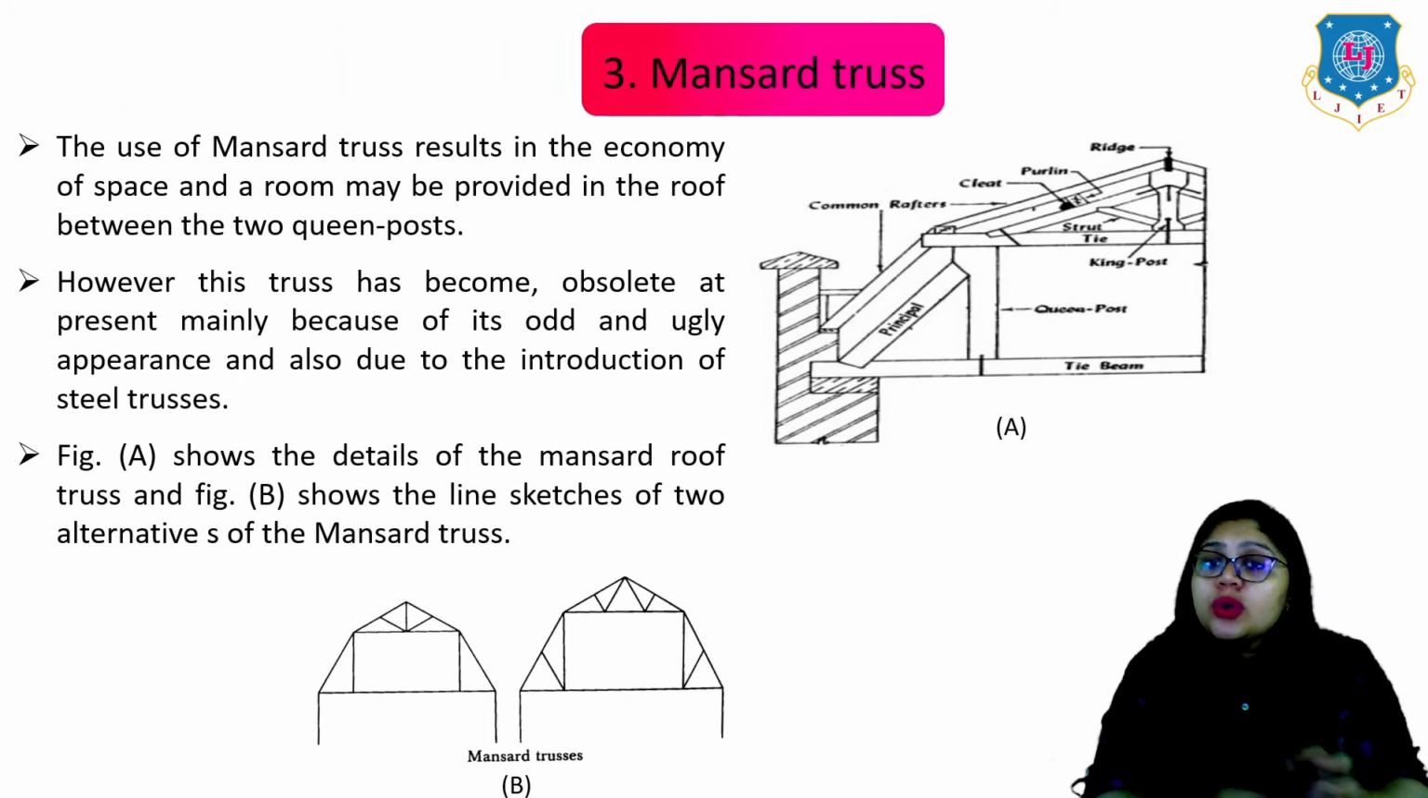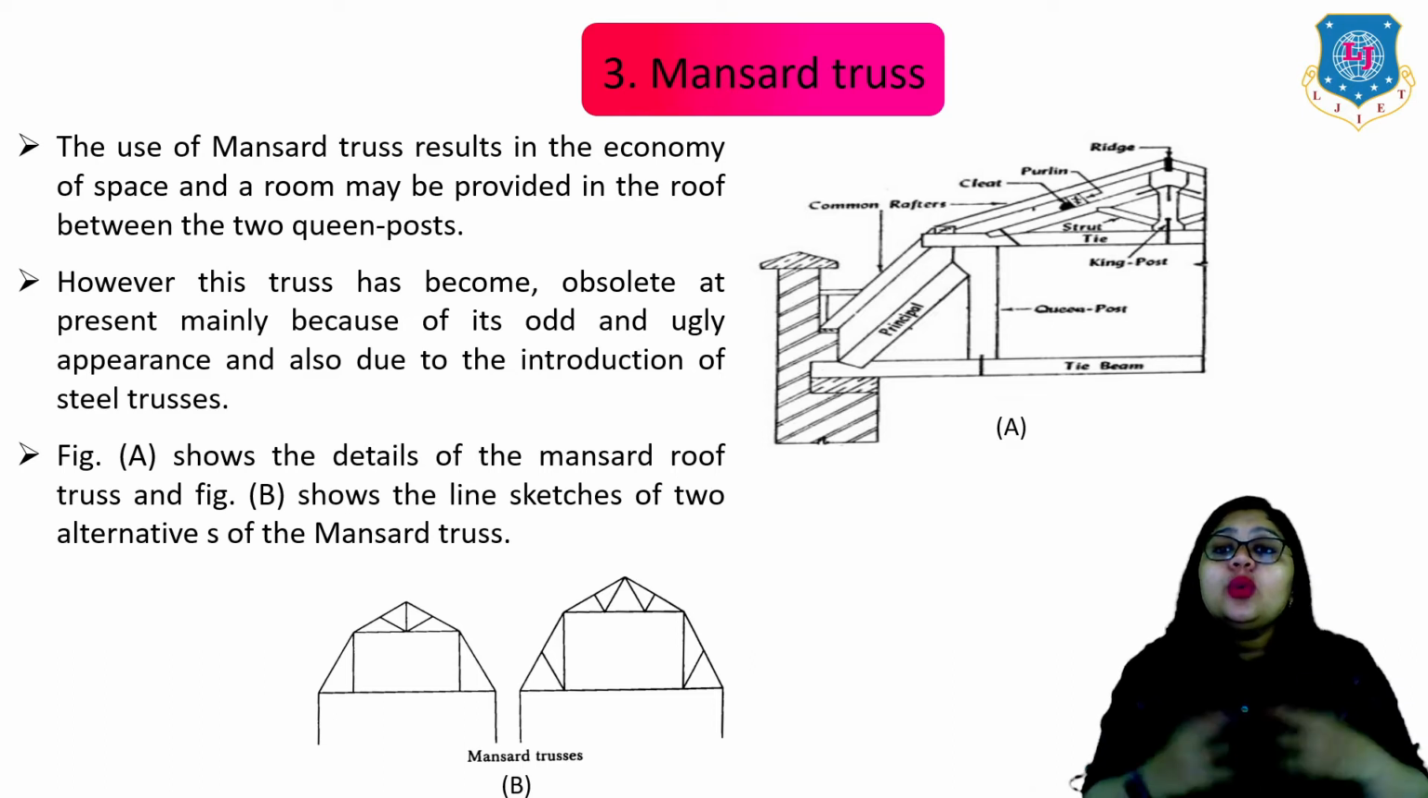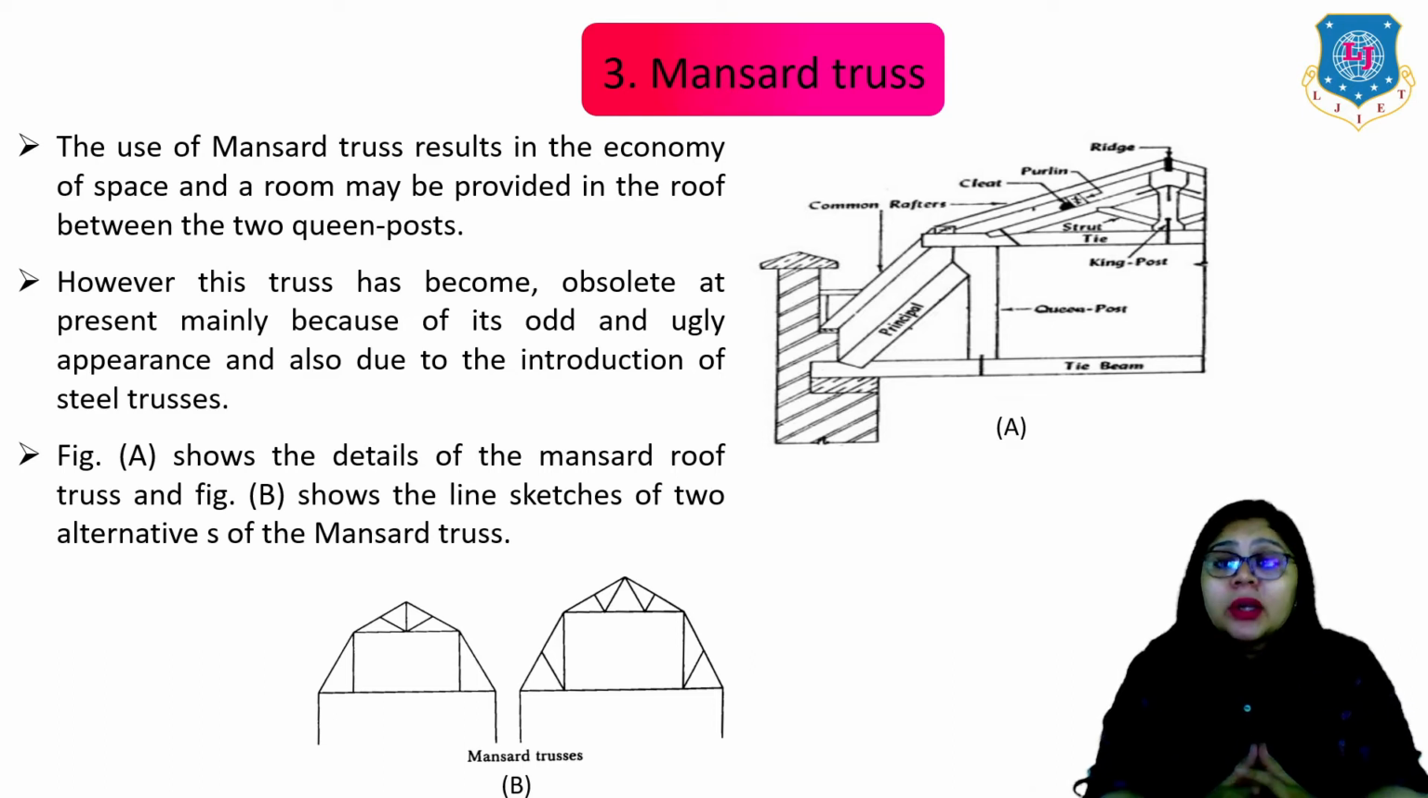Now, the use of this kind of truss results in the economy of space, and a room may be provided in the roof between two queen posts. However, this truss has become obsolete at present mainly because of its odd and ugly appearance and also due to the introduction of steel trusses.